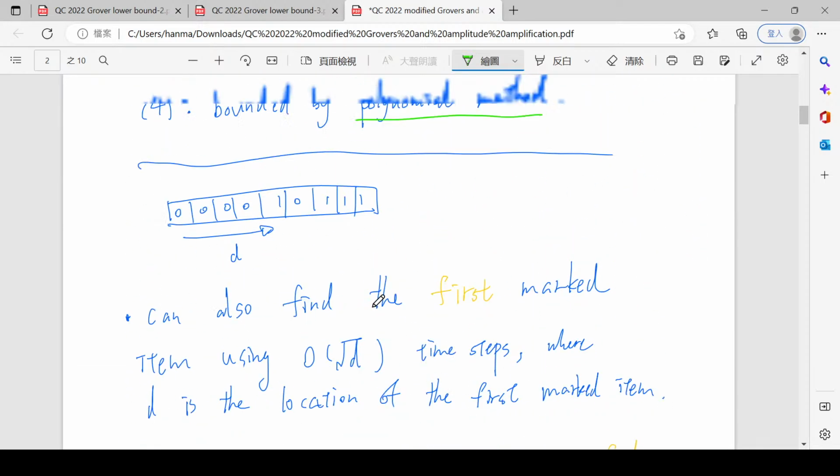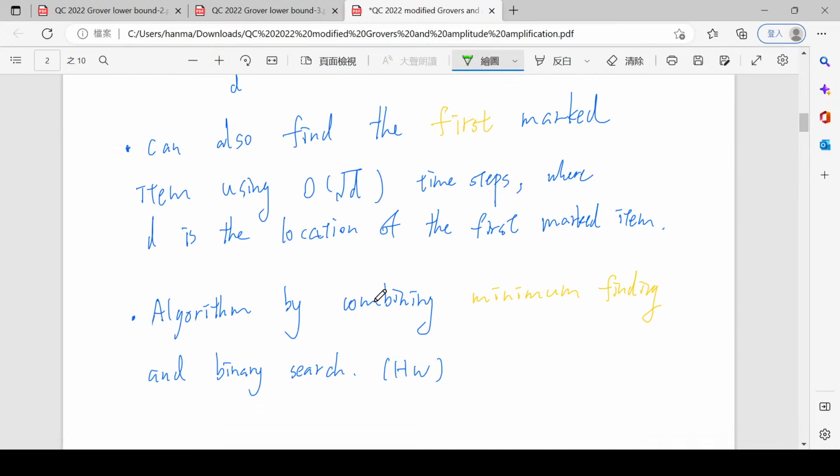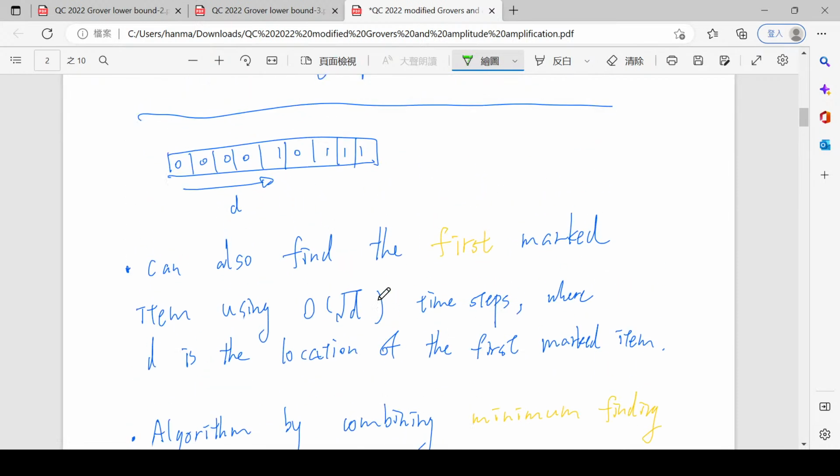And now we talk about another modification to Grover's algorithm, kind of self-promoting, is that instead of finding whatever marked item, you can find the first marked item. Okay.